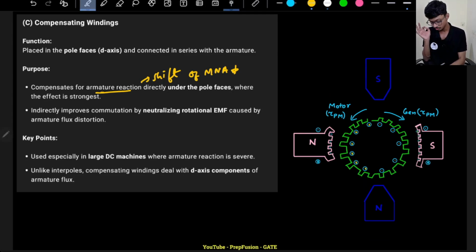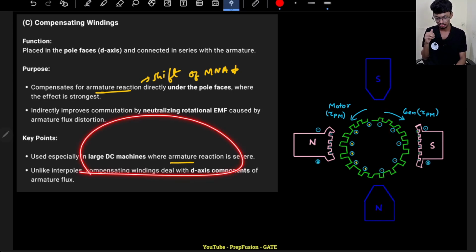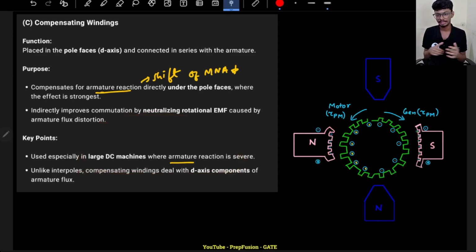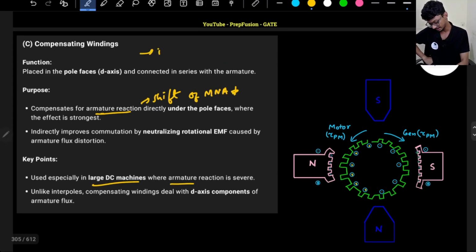Very good, right? So interpoles are only placed along this region, so they can only help so much. They can only help for the q axis flux, but the interpoles cannot help for the whole ampere turns, right? So for that we might want to use compensating windings. Generally compensating windings are used in large DC machines because there the current is huge. If the current is huge, then the ampere turns per pole due to the armature reaction will also be huge. So this actually helps indirectly.